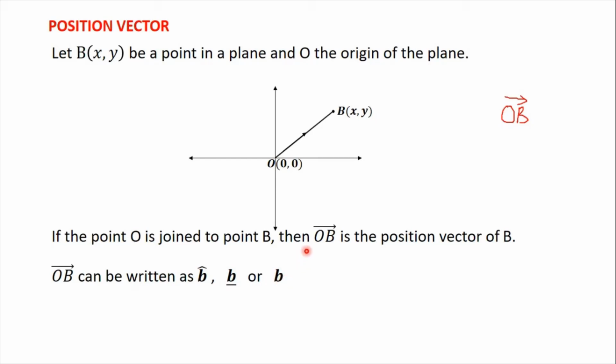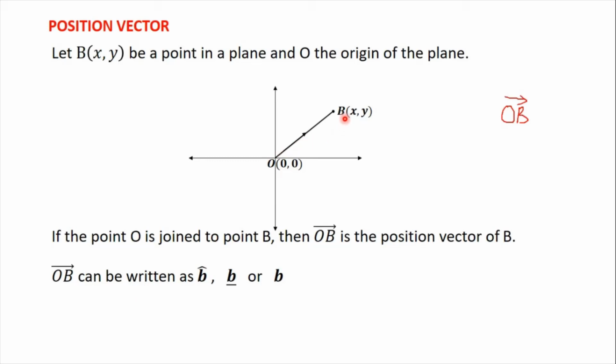So what you have to know here is that if we join point O, which is the origin, to a point in the plane, the new vector, which is in this case OB, is the position vector of the point B. So OB is the position vector of B, and OB can be written as small letter b with this accent on top of it, or small letter b with this line drawn beneath it, or just small letter b.